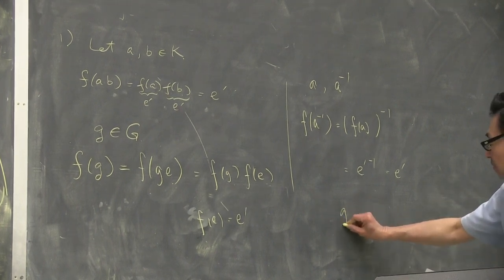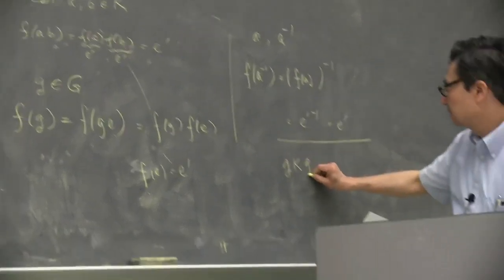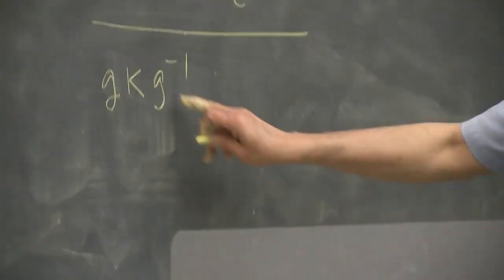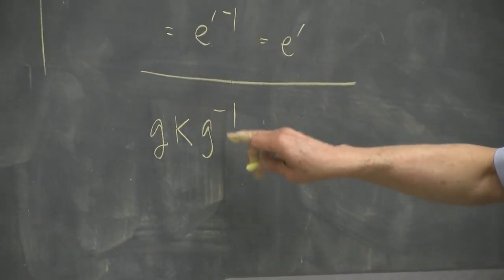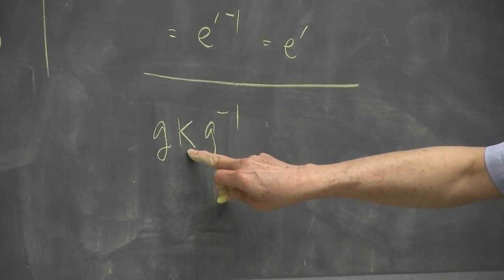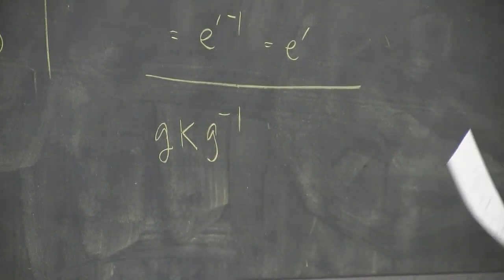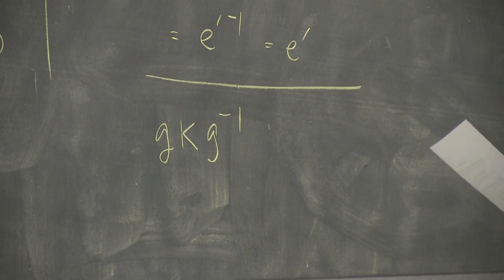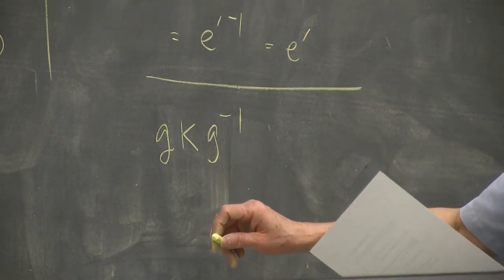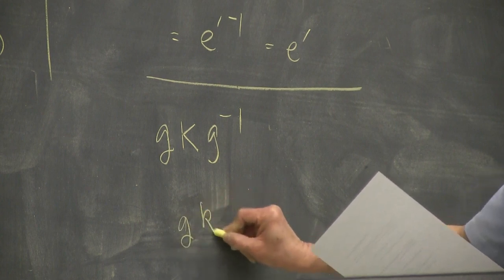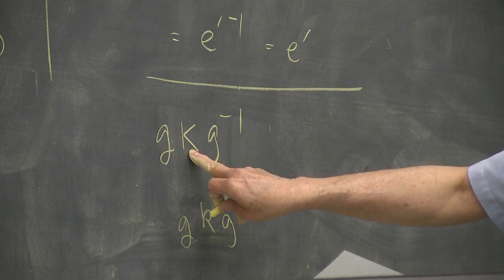So let us look at this set of objects. Take some g in here, take the entire kernel, and g inverse, like that. So for a particular g, there are as many elements here as there are elements in the kernel, in the subgroup K. Let's take a particular element in here, and call it g k g inverse, where little k is an element in big K.